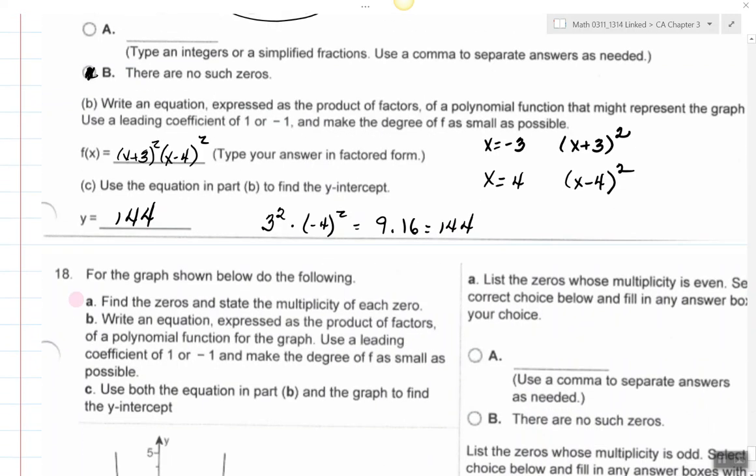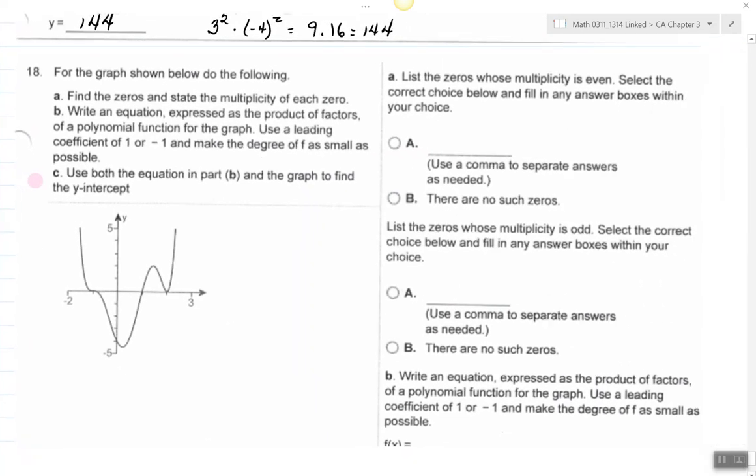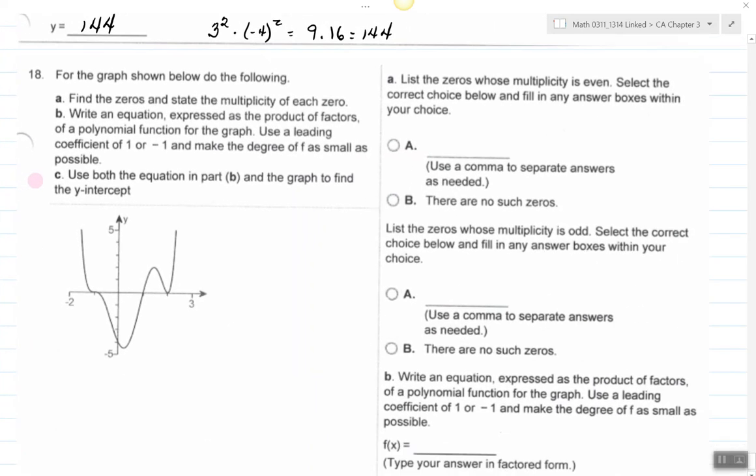All right. I think we are on finally our last question. Find the zeros and state the multiplicity of each, write an equation, and so on. All right. This appears to be x equals 1, negative 1, I'm sorry.